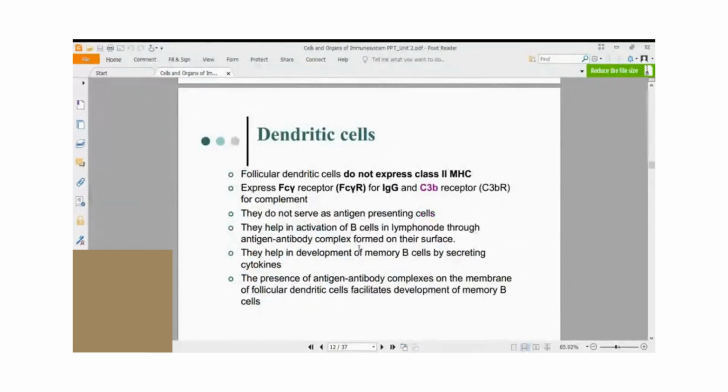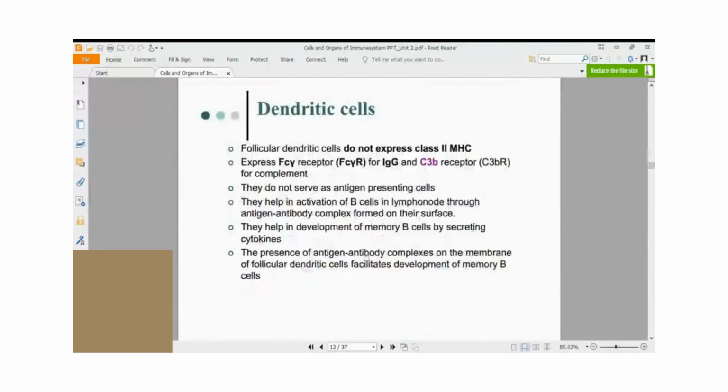They're responsible for the activation of the B lymphocyte, for further production of the antibody, and they're also responsible for the production of memory B cells, which will give you long time immune memory. So therefore, these are very important cells found in the lymphoid organs, in the follicles. Therefore, they are called follicular dendritic cells. So that is as far as today's lecture is concerned.